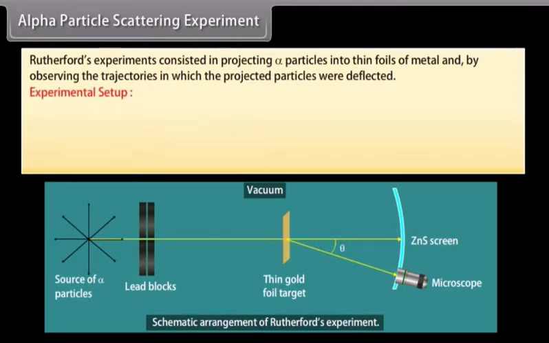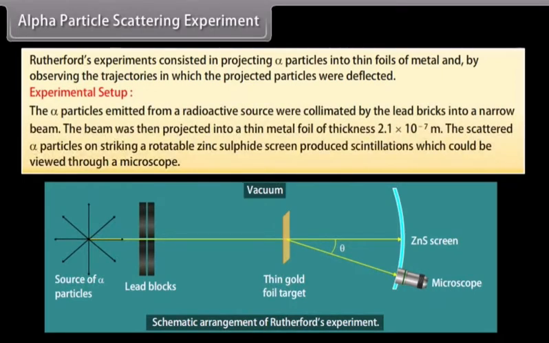Experimental setup. The alpha particles emitted from a radioactive source were collimated by lead bricks into a narrow beam. The beam was then projected into a thin metal foil of thickness 2.1 into 10 raised to the power minus 7 meter. The scattered alpha particles, on striking a rotatable zinc sulfide screen, produced scintillations which could be viewed through a microscope.